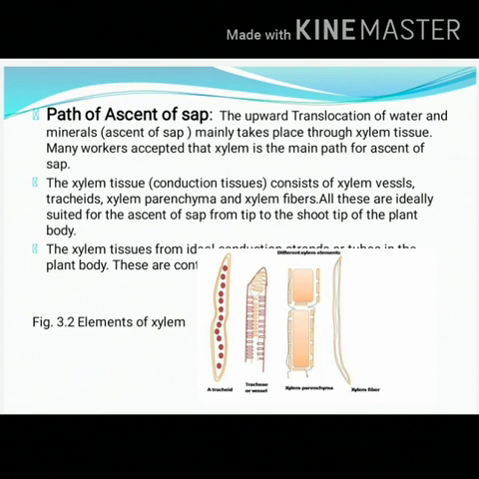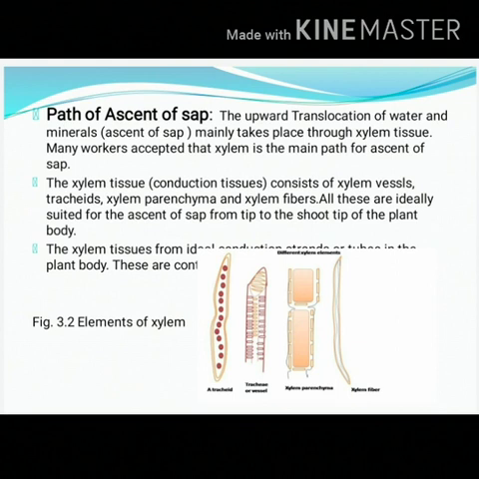The xylem tissue consists of different elements, for example xylem vessels, xylem tracheids, xylem parenchyma and xylem fibers, which are shown in this slide. Look at the slide. These are long elongated tube-like vessel-like structures which are having pits on their wall, and they are ideally suited for the ascent of sap from root tip to shoot tip of the plant body.